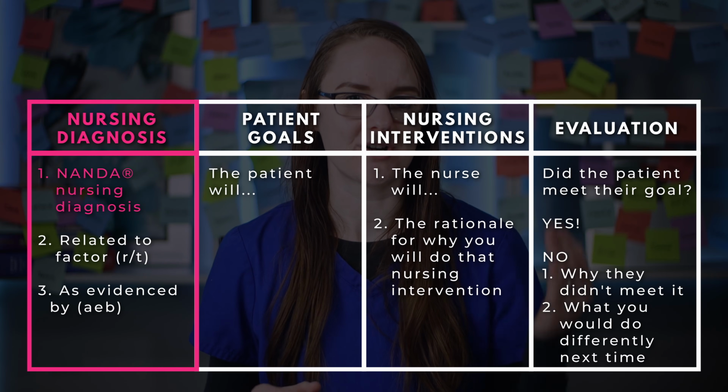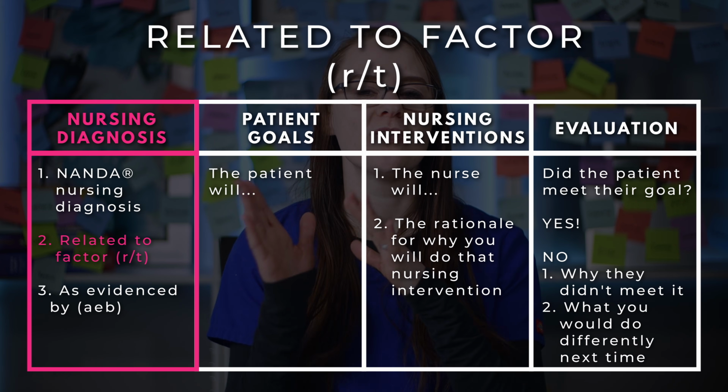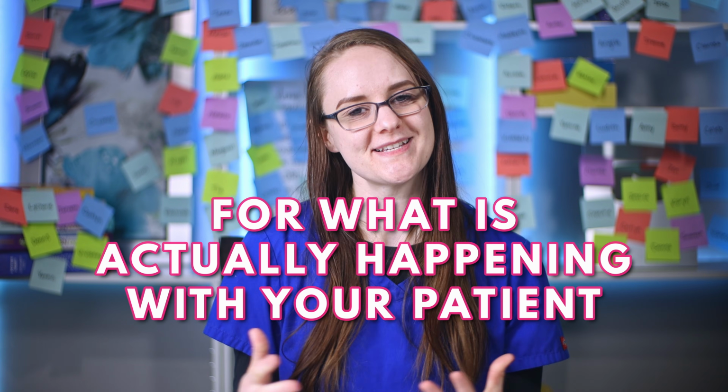Once you've chosen your nursing diagnosis from that list, the next part is the related to factor. Think of the pathophysiology here. This is where a lot of nursing students lose points, okay? Listen up. Here in the related to factor, really dive deep and consider the pathophysiology of what is actually happening with your patient. This is a fantastic place to make your care plan shine and show your instructor that you really know what you're talking about, okay? It can really impress them if you understand the pathophysiology behind what is going on with your patient.